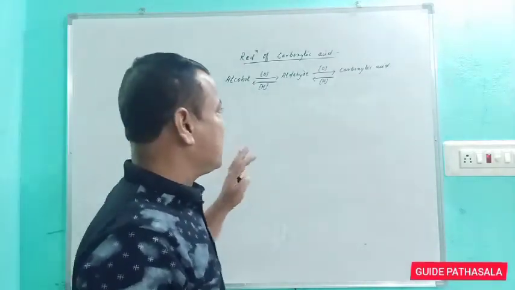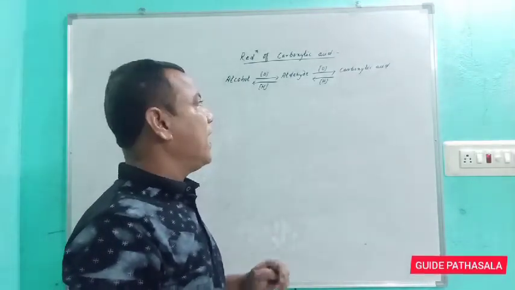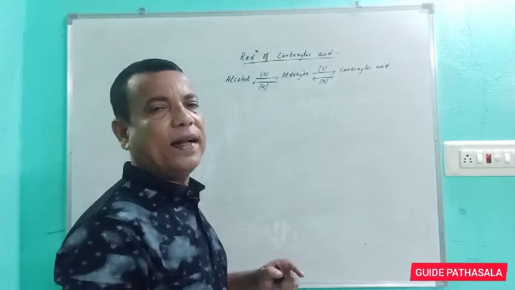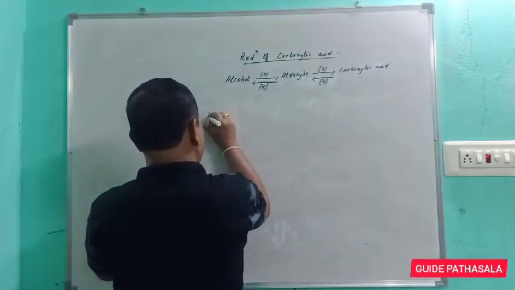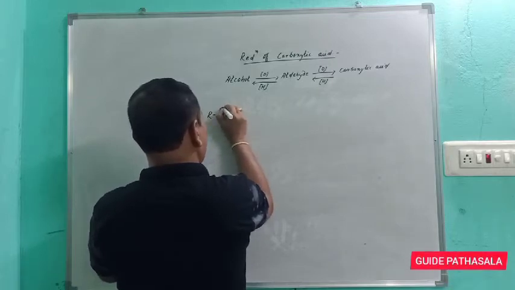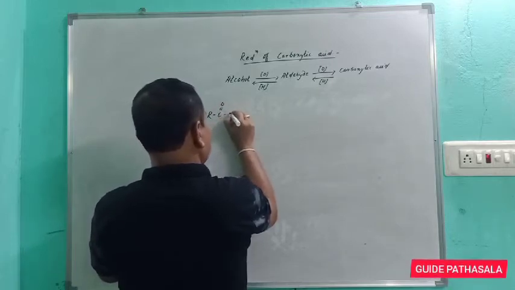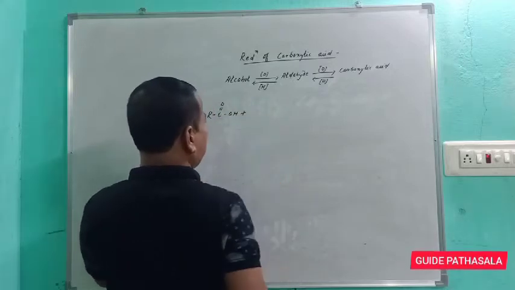So a carboxylic acid is reduced in presence of a strong reducing agent like lithium aluminum hydride, then an alcohol is formed. Carboxylic acid, RCOOH. Carboxylic acid का रिडक्शन करबा.